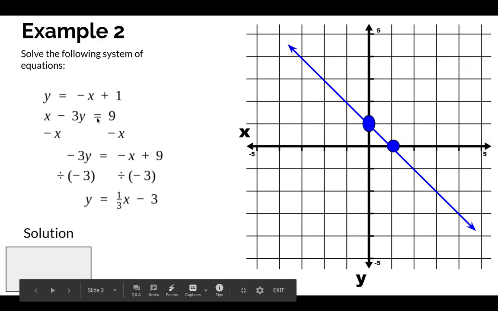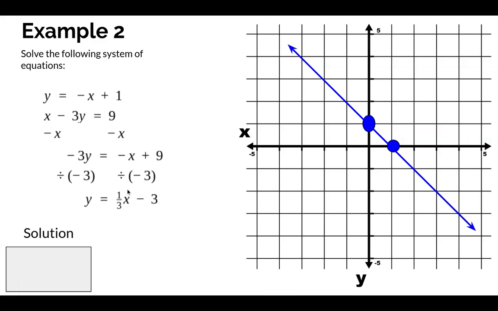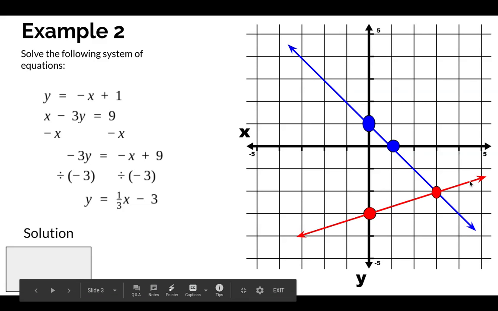Now, once we convert this second equation to slope-intercept form, I'm going to ignore all of the work I did and just use the slope-intercept form. This gives me the y-intercept of negative 3 and a slope of 1/3, which means up 1, right 3, up 1, right 3. I already see that my point is on the other line, so I know where my intersecting point is, but I'm going to graph my line anyway. I identify that intersecting point, and it is at 3, negative 2. So I write in my solution.